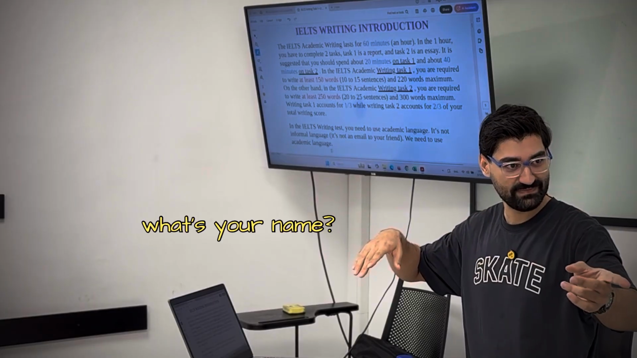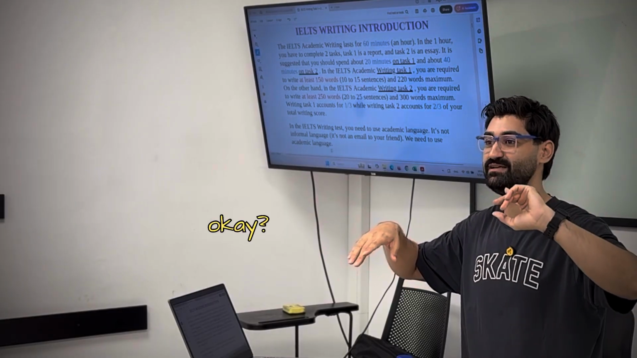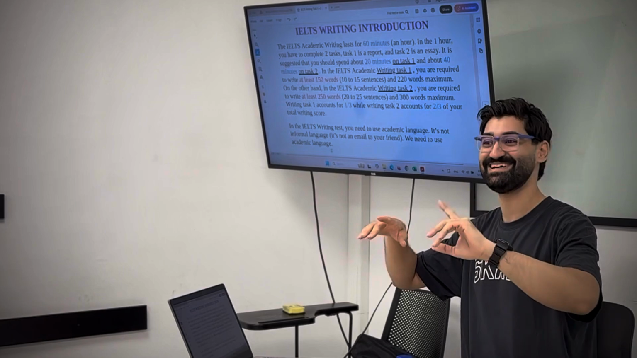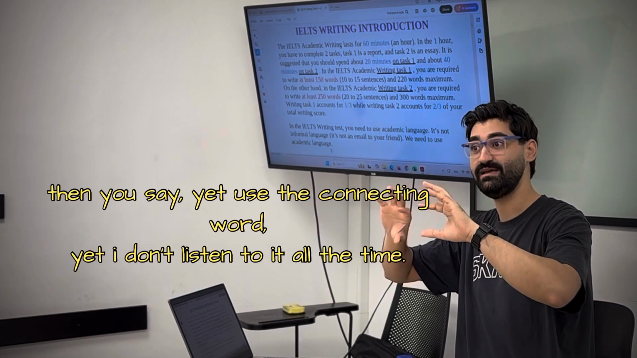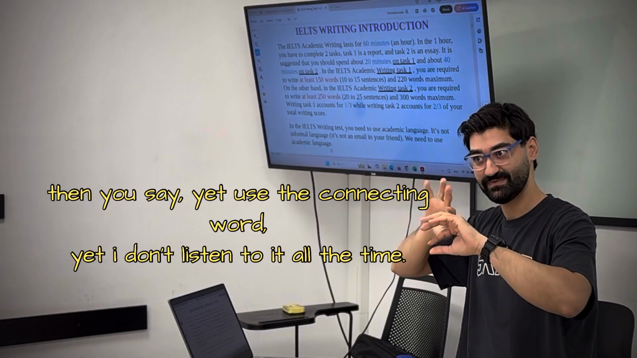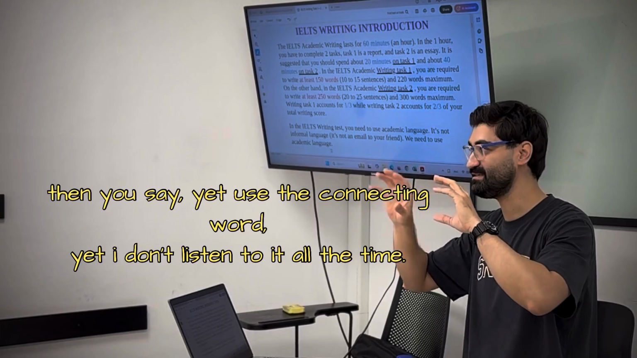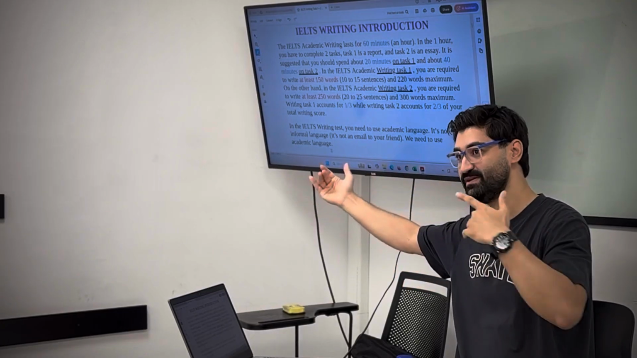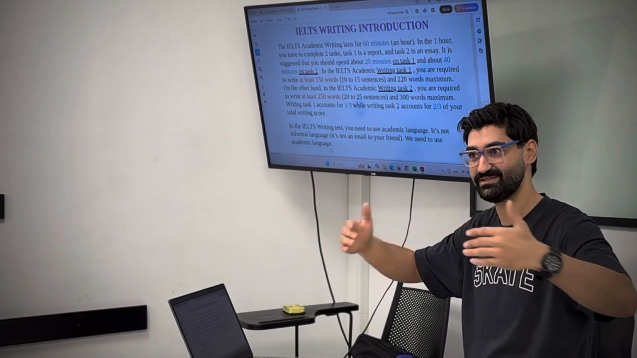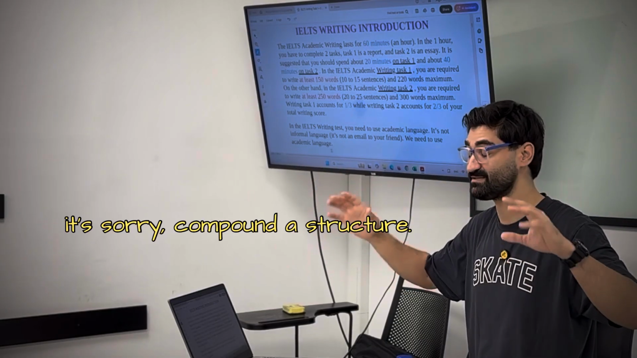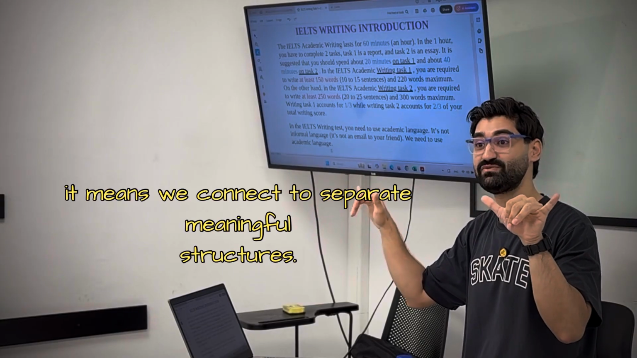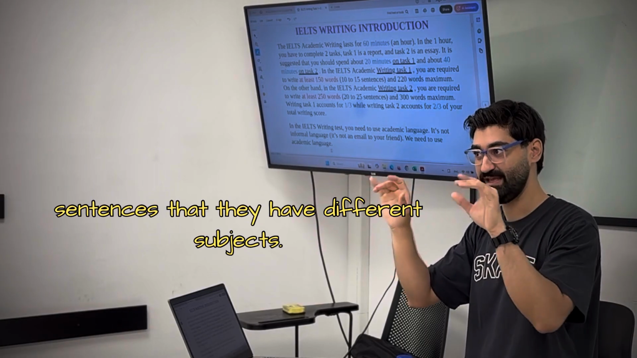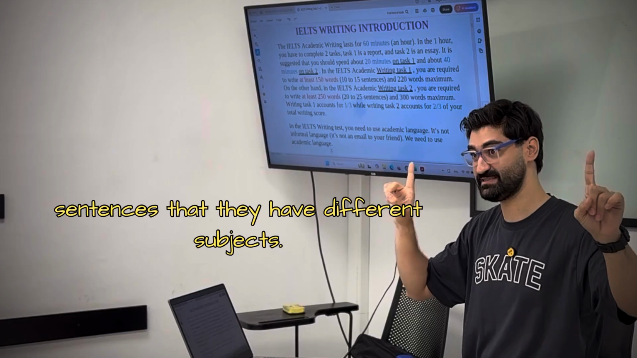What's your name? Aryan. Okay, my name is Arif. So the first one is I love rock music. Then you say yet, using the connecting word, yet I don't listen to it all the time. So we have a compound structure. You get it? It means we connect two separate meaningful sentences that have different subjects.